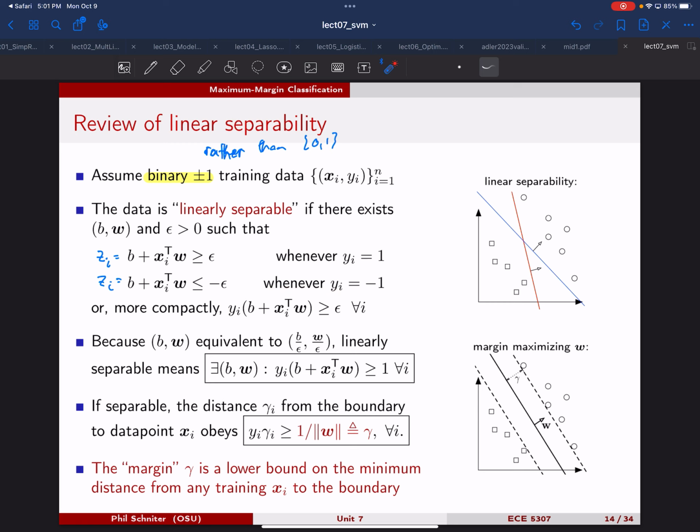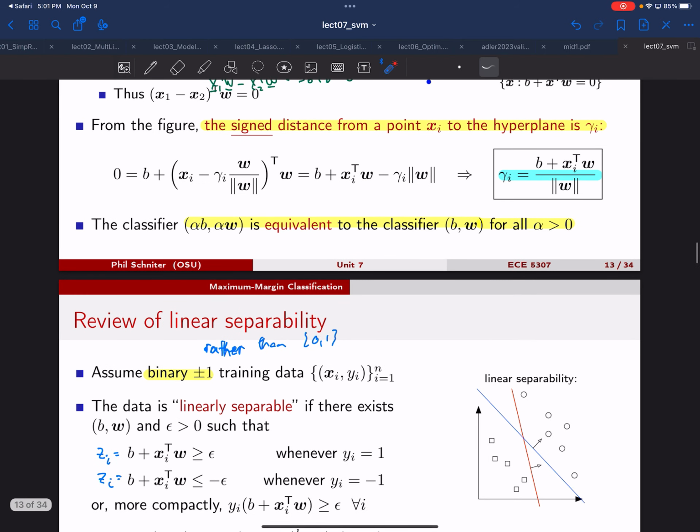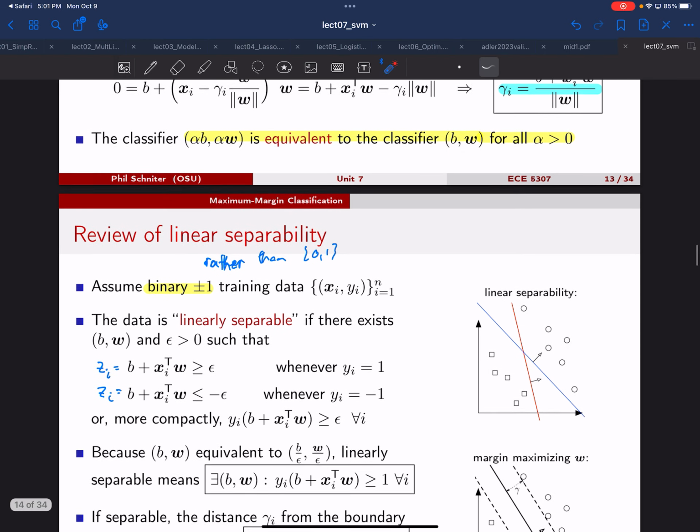Okay, but now what about this annoying epsilon? Can we get rid of it? If you imagine dividing both sides of this by this positive number, the inequality does not change sign, but you would just get an epsilon dividing the b and the w. So that's essentially like saying, instead of the b, w classifier, you have this b over epsilon, w over epsilon classifier. And we said that that's sort of an equivalent classifier in the sense that the boundary has not moved at all.